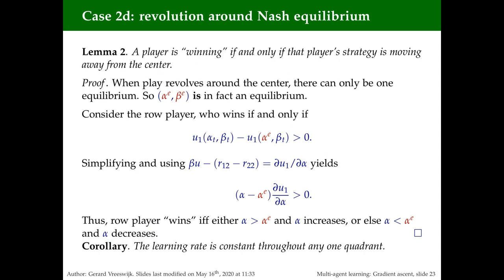So that means that at any one quadrant, relative to the chosen equilibrium, which can only be the weak equilibrium, the learning rate is constant, because players are either constantly and consistently to the left or right, or upper or lower for the column player, of beta E. So only when players pass the boundary of the quadrants, the learning rates will change.